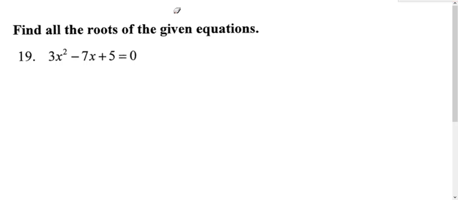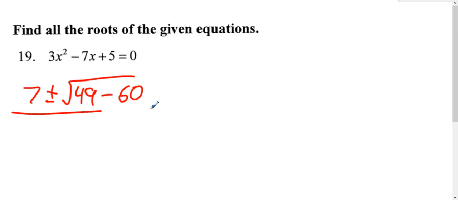Find all the roots. They don't give you anything to start with, but it's only an x squared. So it's either factorable or we do quadratic formula. I don't think it's factorable, so let's do quadratic formula. Negative b plus or minus the square root of b squared minus 4 times a times c, that's 4 times 15 is 60, all over 2a, which is 6.